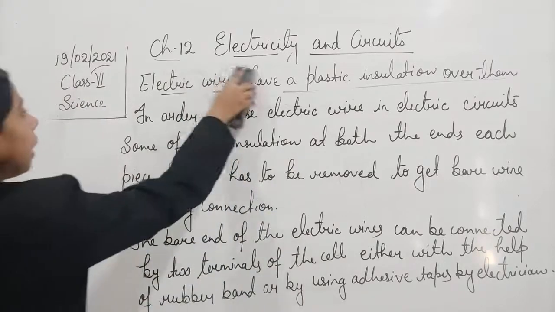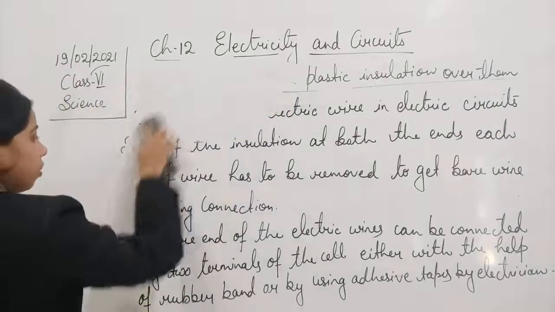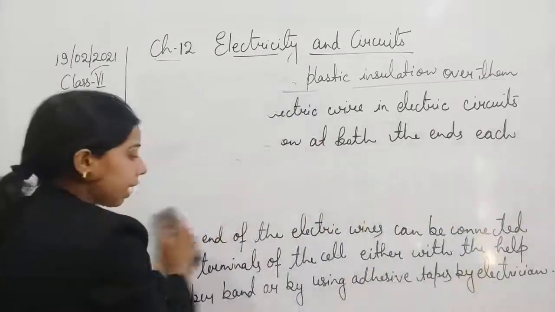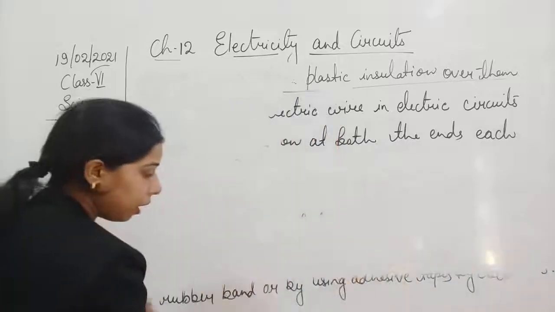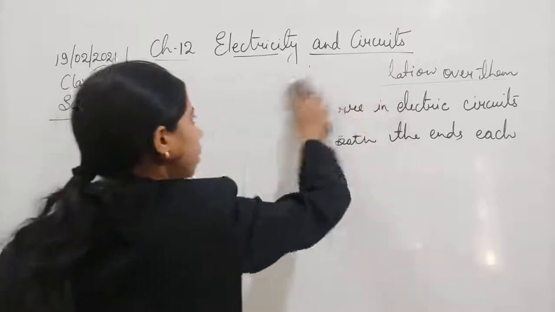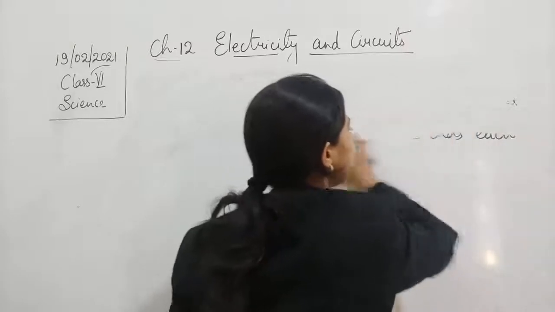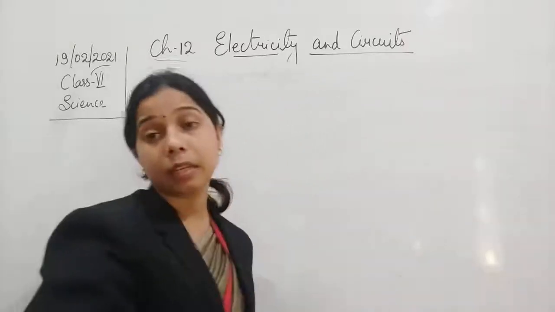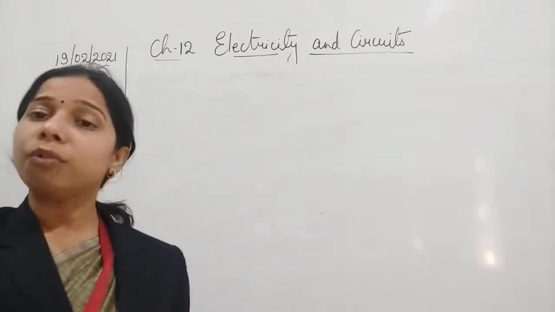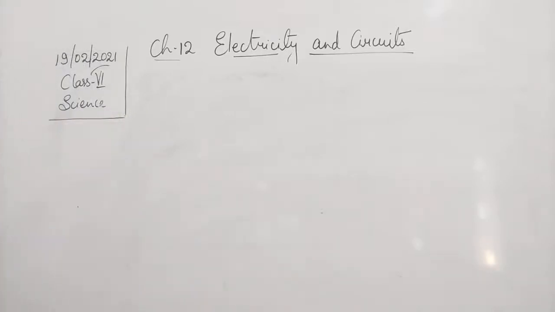Now moving on, we have understood one thing, students, and that is about the electricity. Now let us try to understand the circuit. We have seen what a terminal is: the positive and the negative terminal. We have seen that a wire is basically insulated and it is connected by removing the insulated part, and then using an adhesive tape we connect it again. Now how are we going to make the circuit?